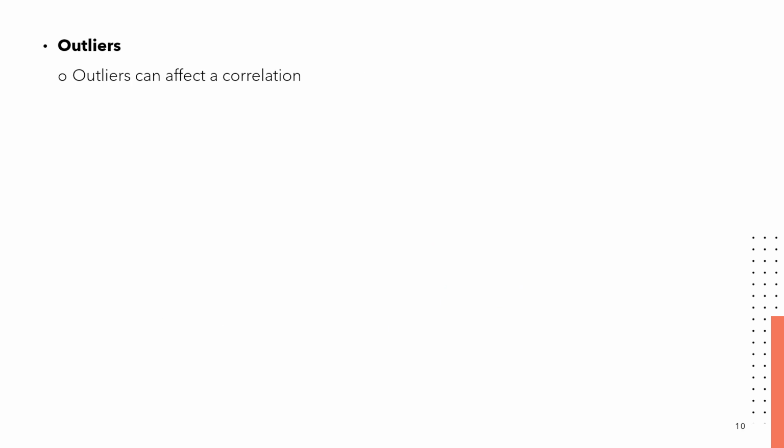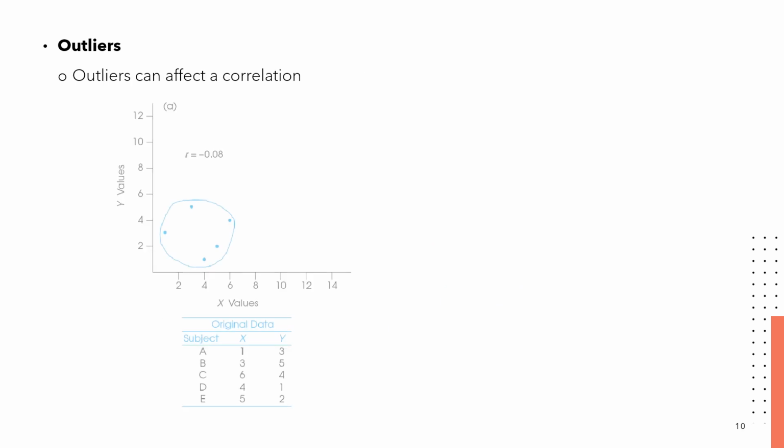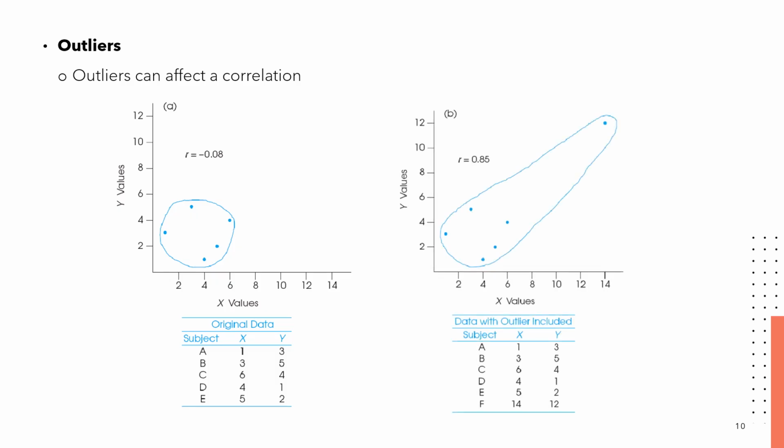Outliers can also affect a correlation. Looking at this example, we have 5 scores that are all within a small distance from each other. The R value is a negative 0.08, so very low and probably not statistically significant, meaning that this variation is due to chance. But say you sample one more person and they're an extreme outlier.